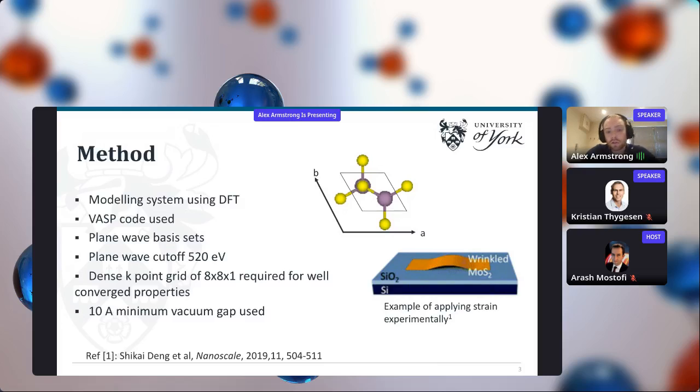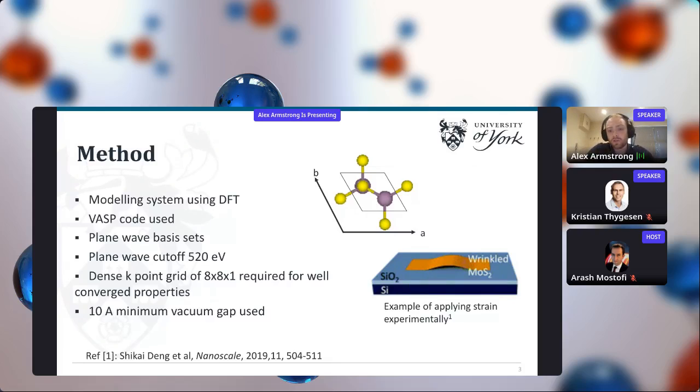The plane wave cutoff was 520 eV, and I've used a relatively dense k-point grid of 8 by 8 by 1. This was required so we could have reasonably well converged properties. Because I've been modeling monolayer and few-layer systems, I've been using supercells, and the vacuum gap I've used has been a minimum of 10 angstroms.